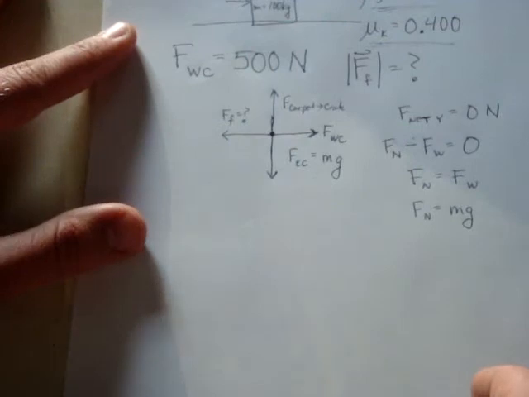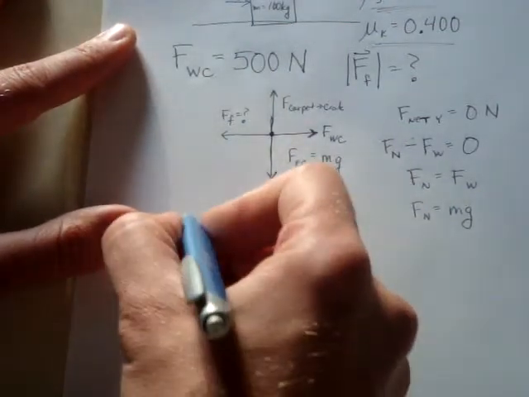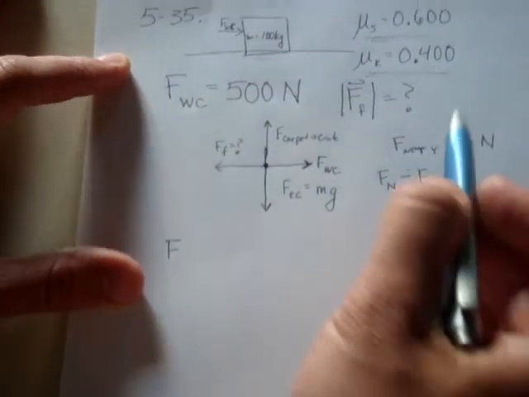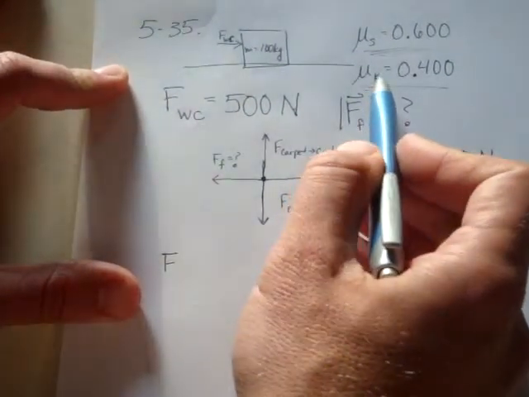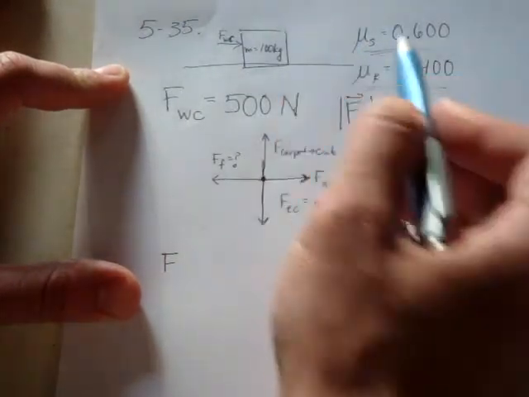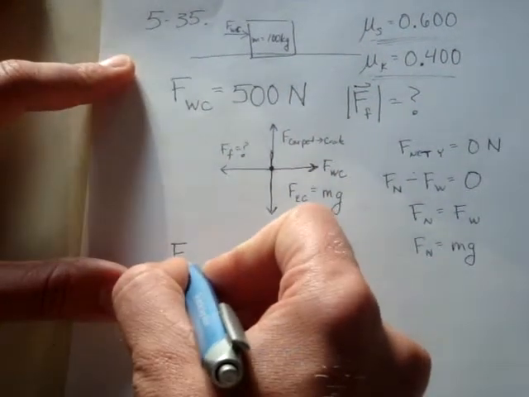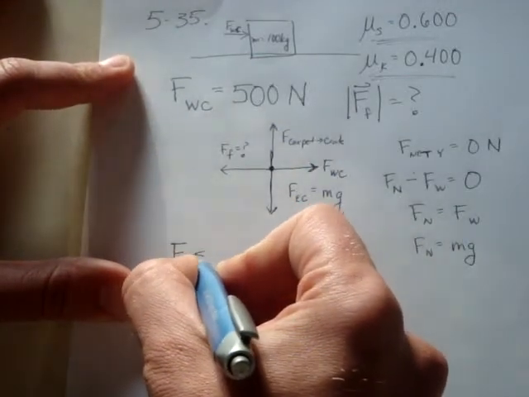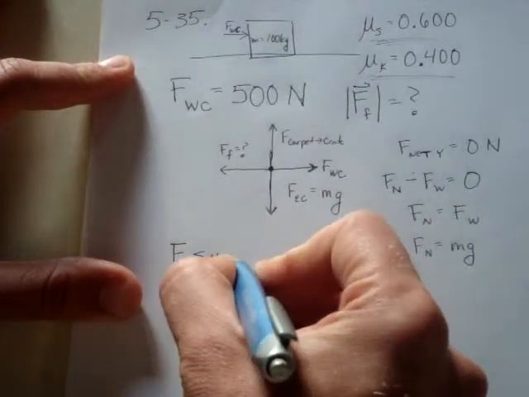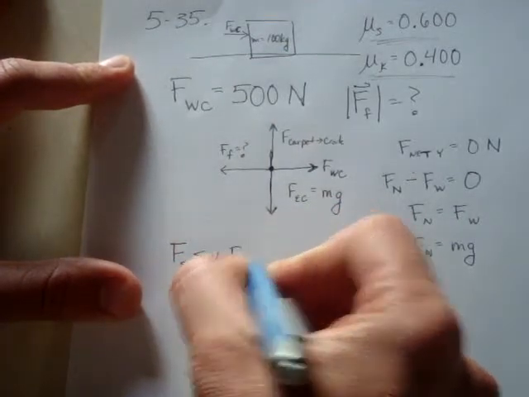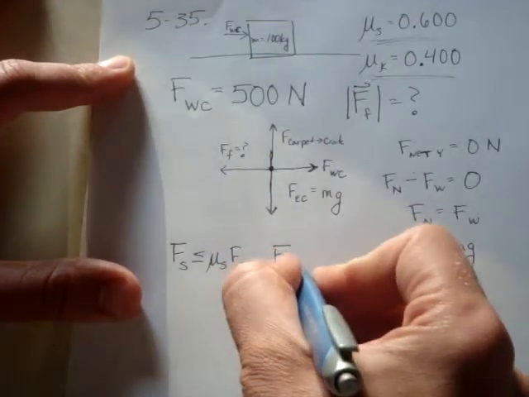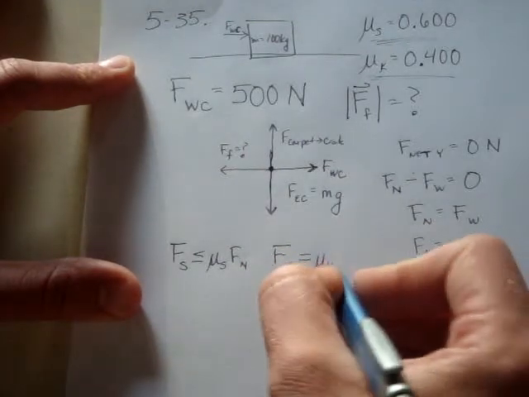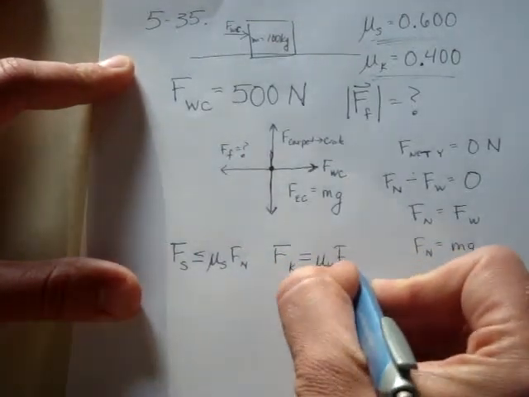We also know that the maximum, so if we consider for a moment, we need to know whether or not this is moving so that we know which relation to use, whether we use the coefficient for kinetic friction or the coefficient for static friction. So the static force is always going to be less than or equal to mu s times the normal force. Right? The force due to kinetic friction will always be exactly equal to the coefficient of kinetic friction times the normal force.